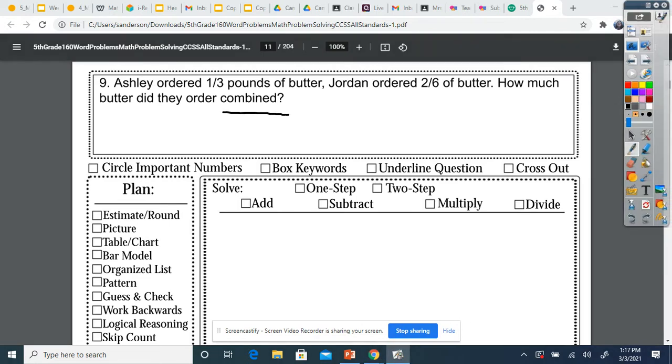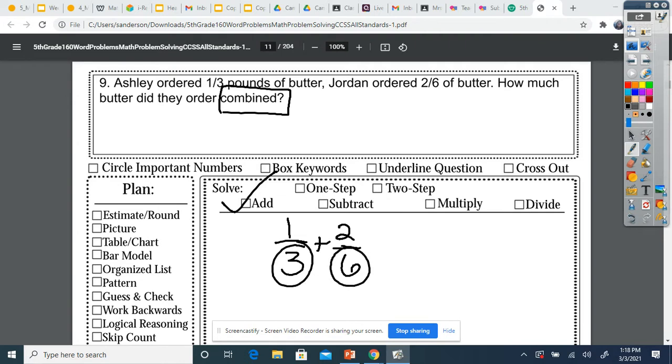So I know when I see this word combined, that tells me I'm going to add. So I just need to add these two fractions. So we have 1/3 plus 2/6. To add and subtract fractions, these denominators cannot be different. So we have to find an equivalent fraction to make them have the same denominator.